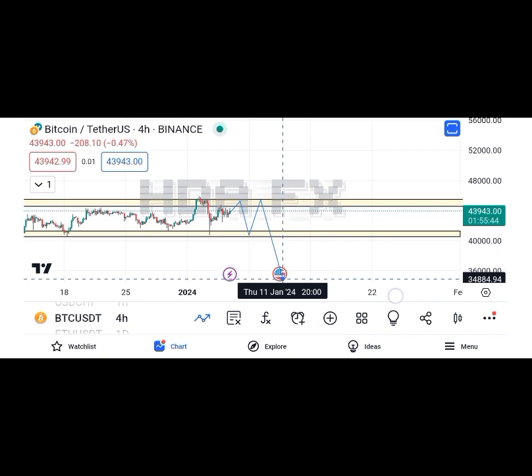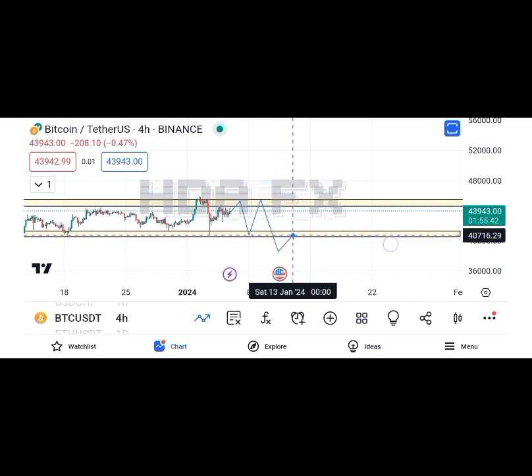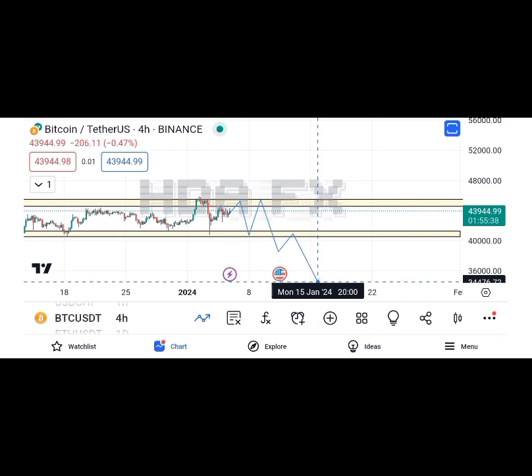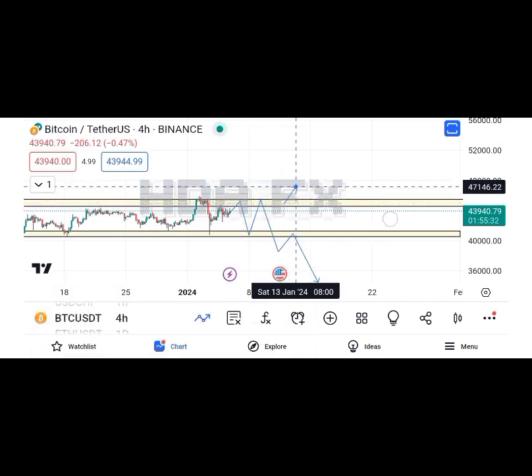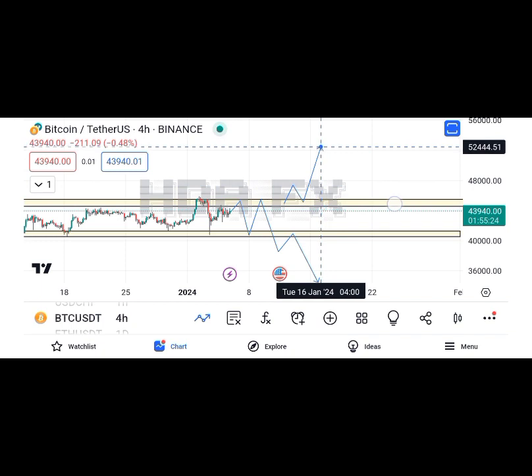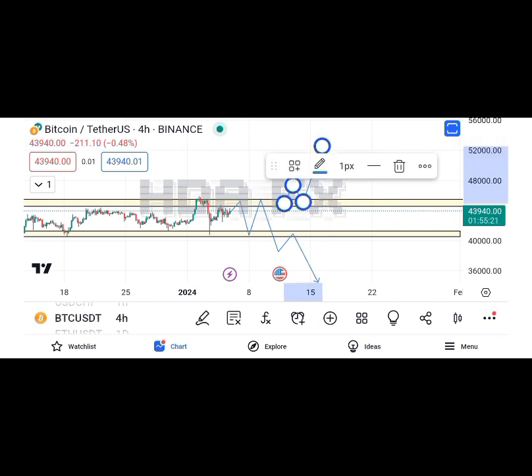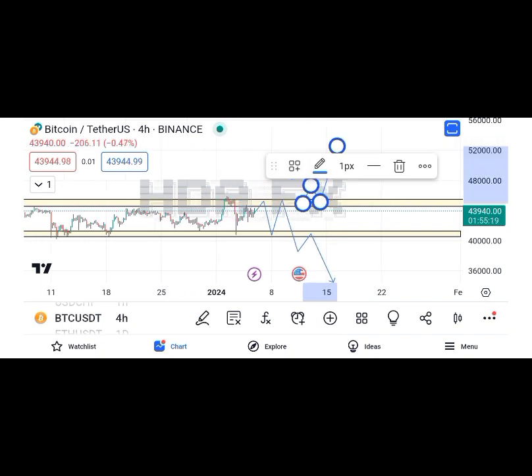But in case price breaks downward, we can wait for a retest to this zone here, then a downward continuation. Or in case price breaks the range upwards, we can wait for a retest on a lower time frame on this zone here. Then we see price continuing upward. So this is my simple analysis, and this is what I have for you on Bitcoin.